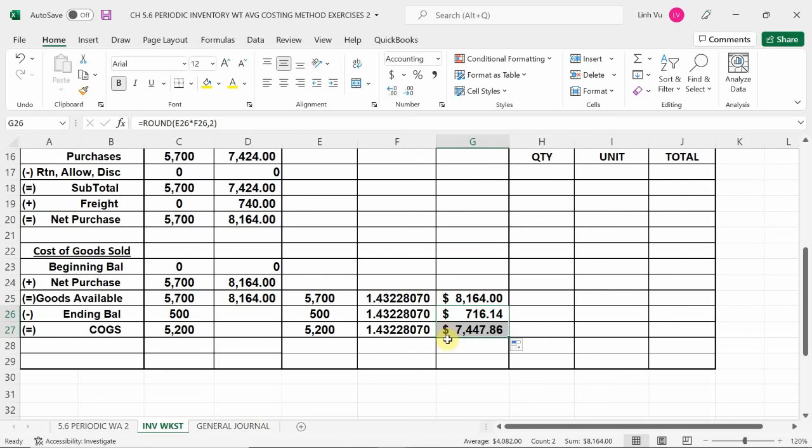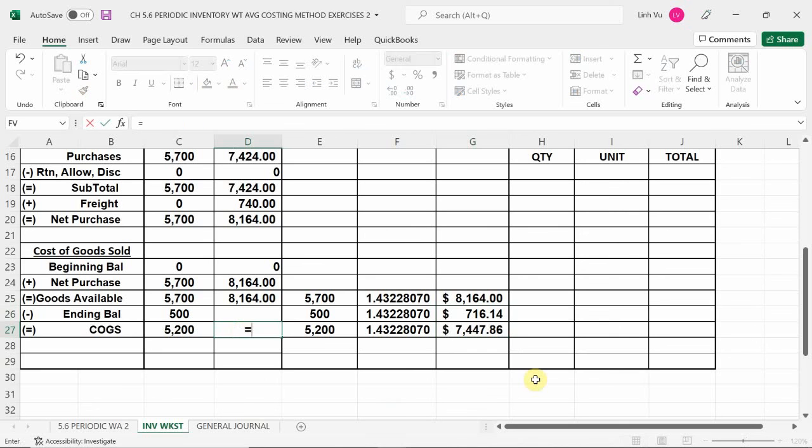I should have gotten a total of $7,447.86. So again, 4 plus 6 gives you 0. Carry that over, you get another 0 too. So in this case, it pans out even as well. For the cost of goods sold, it's going to be $7,447.86. And even if I were to subtract that out, I should get the same exact number for the ending balance of 500 units at $716.14.